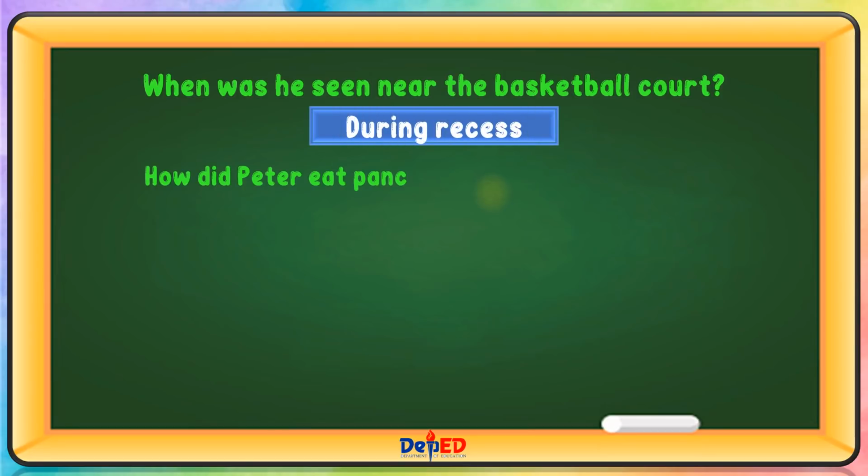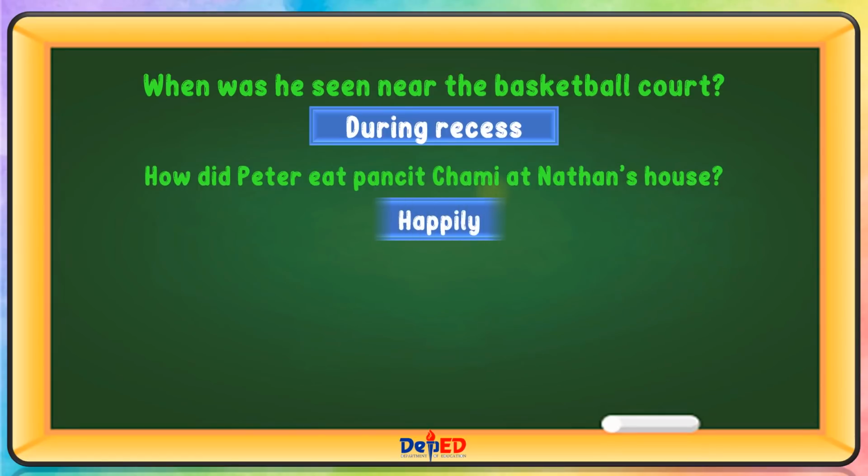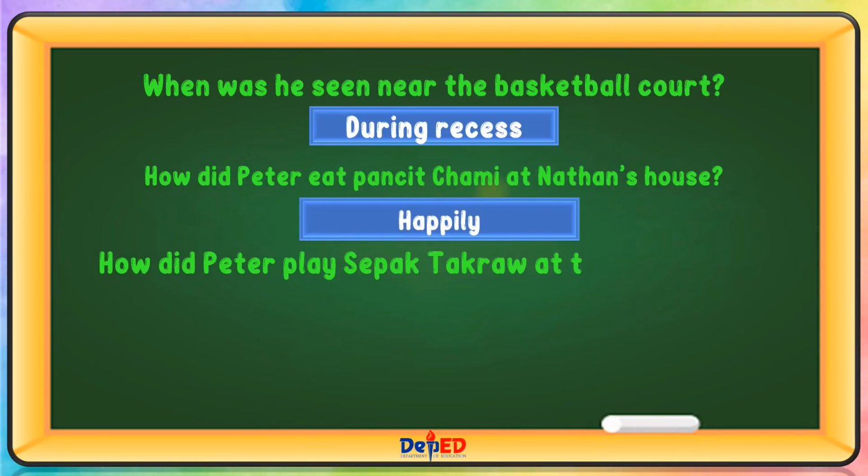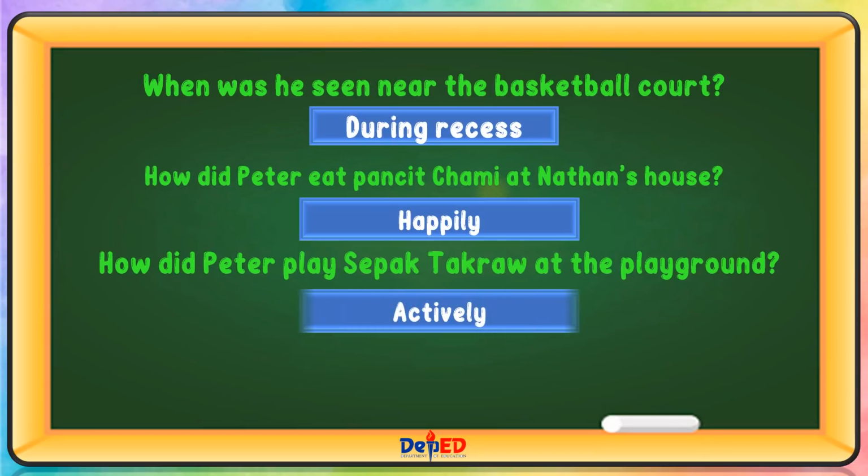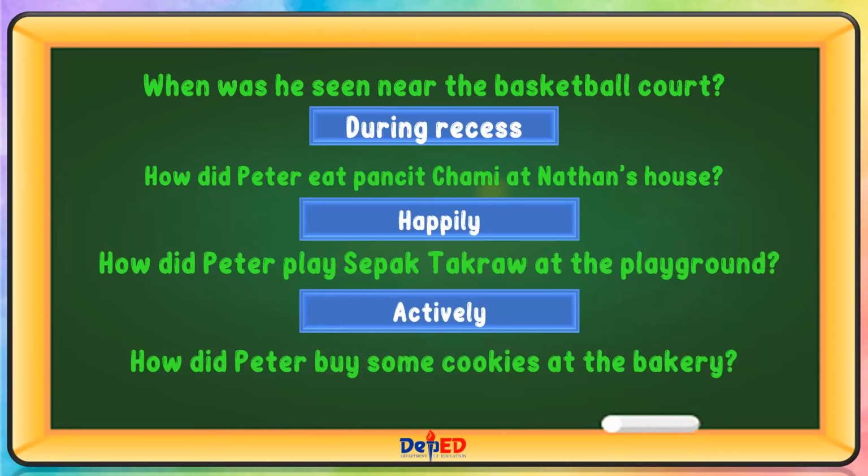How did Peter eat pancit chami at Nathan's house? Happily. How did Peter play sepak takraw at the playground? Actively. How did Peter buy some cookies at the bakery? Quickly.